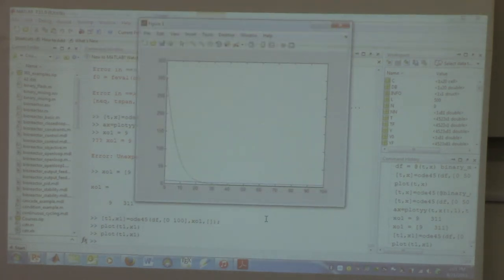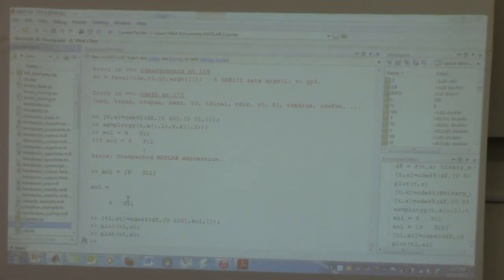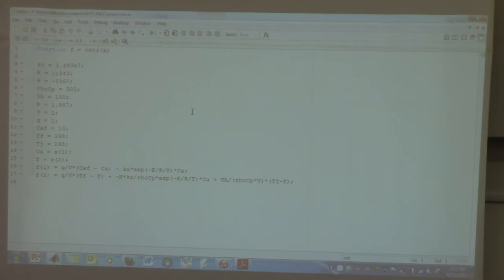Guess I didn't do something consistently here. See, I had the steady state. I started from it. Now I have to debug my own code. All right, let's see what I got here. I probably changed something.